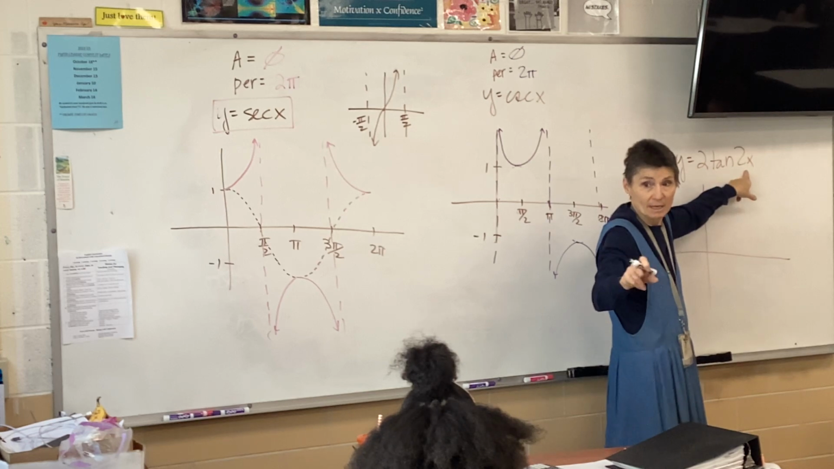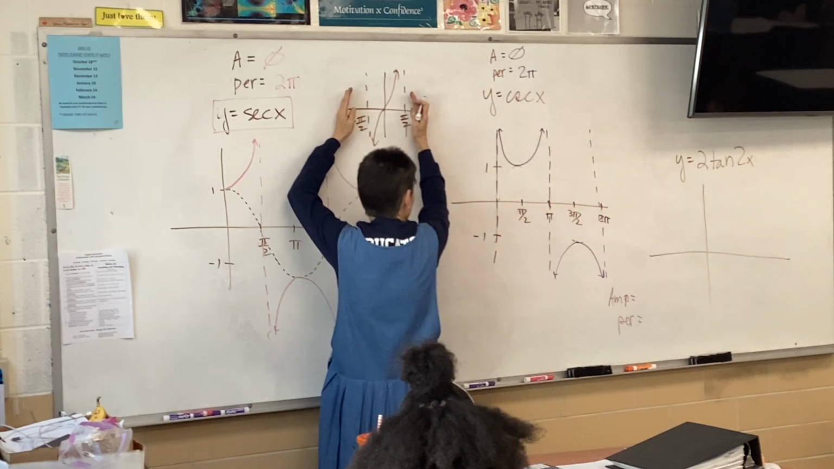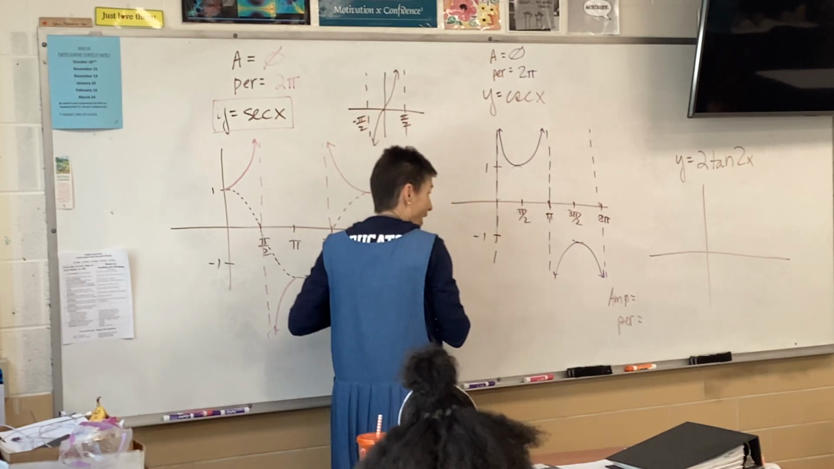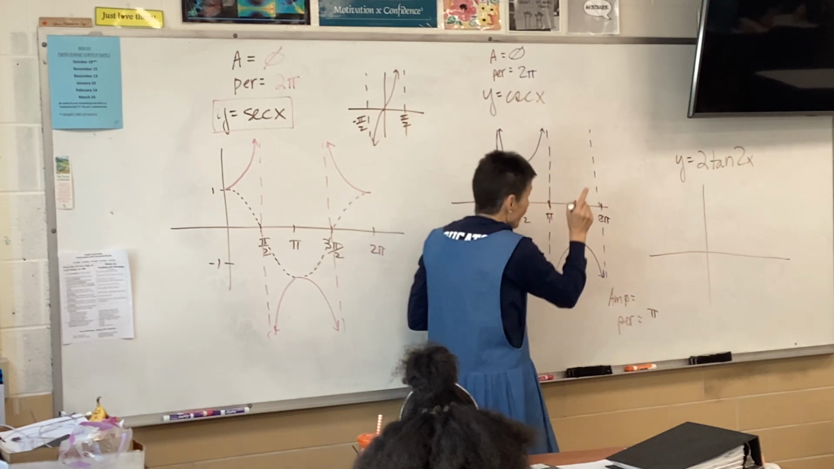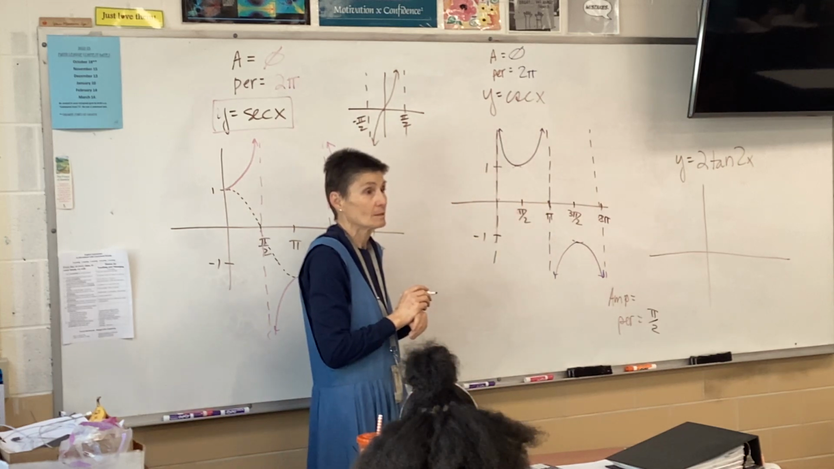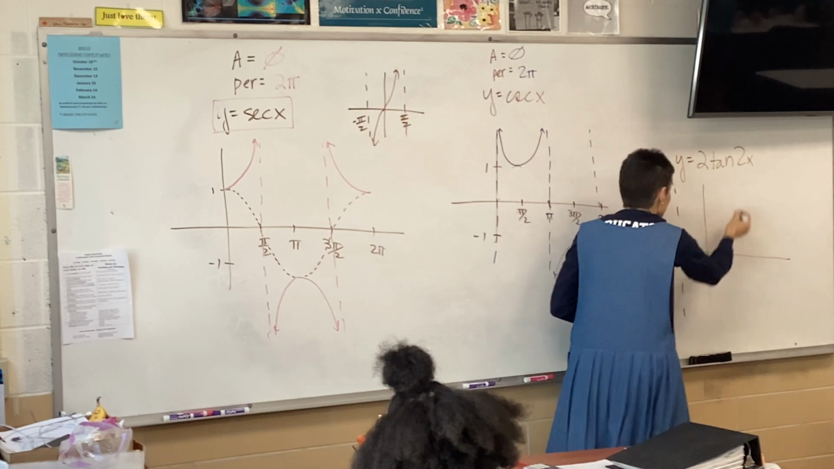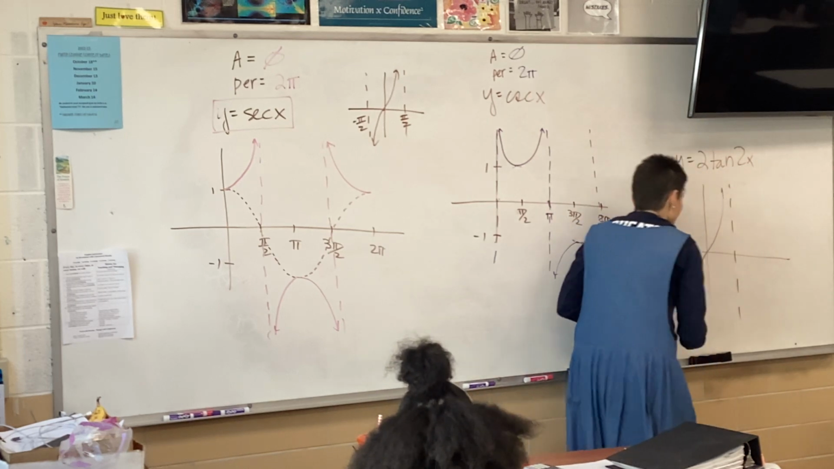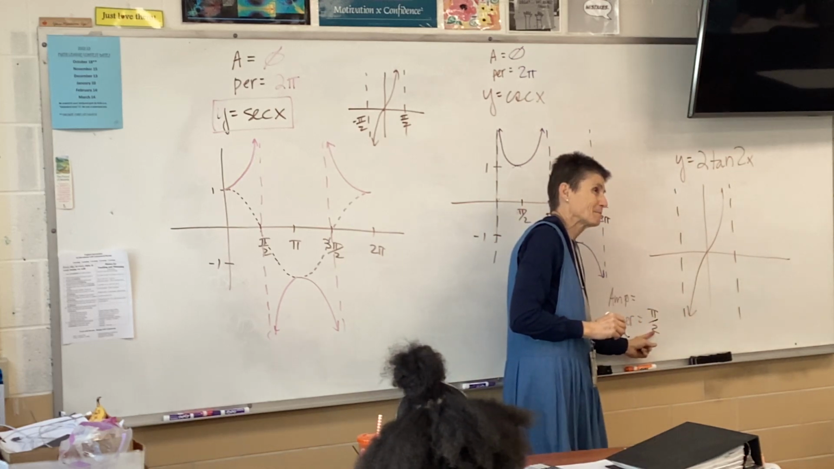Divides the period. Now, the period of a normal tangent, asymptote to asymptote, is pi. So the normal period is pi. But this one has been divided by 2. So that means that asymptote to asymptote, here's my tangent picture, is only half a pi.